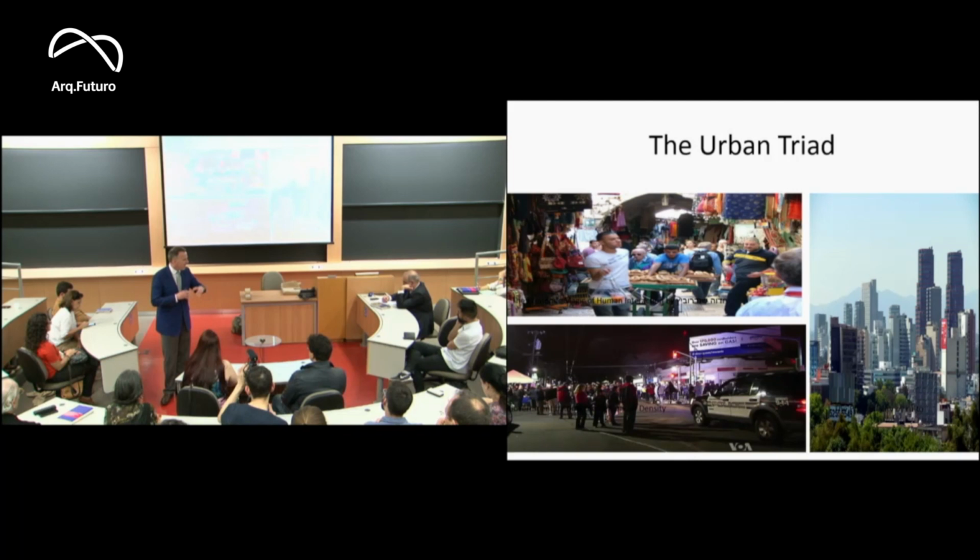The third leg of this triad is the physical city. It's the built environment, which, when people think of city skylines, they sometimes think that the buildings are all the city.